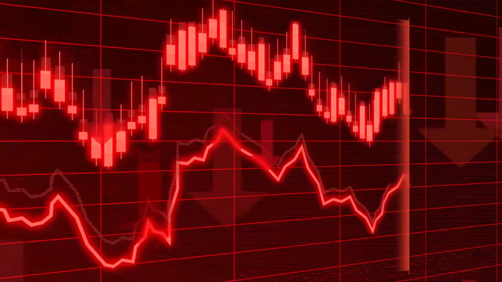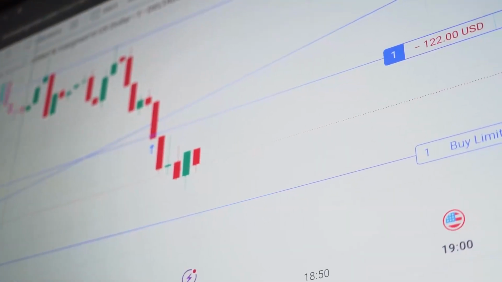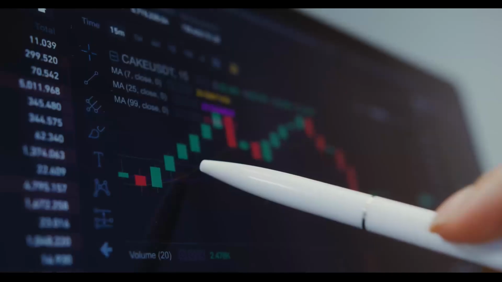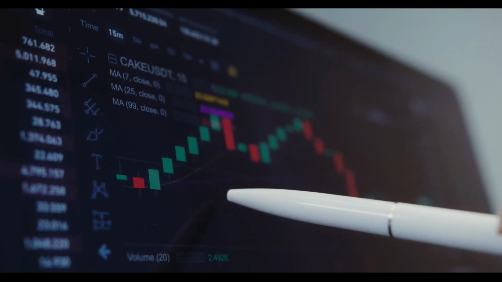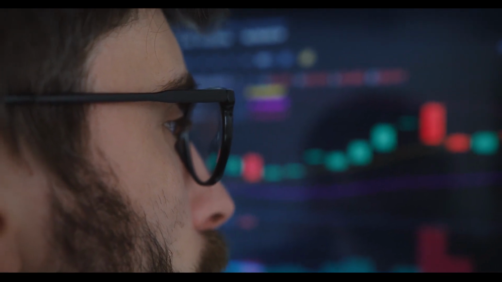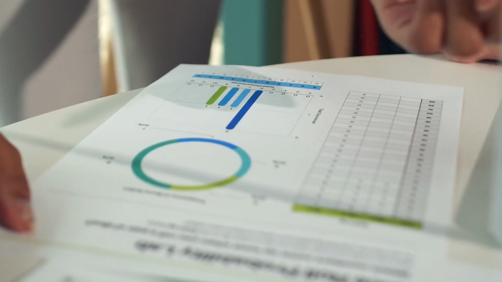When price breaks through resistance on high volume, that breakout is more likely to hold. When it breaks on low volume, it's more likely to fail. Volume is the truth detector. It tells you whether the market actually agrees with the price movement or if it's just a few traders moving things around.